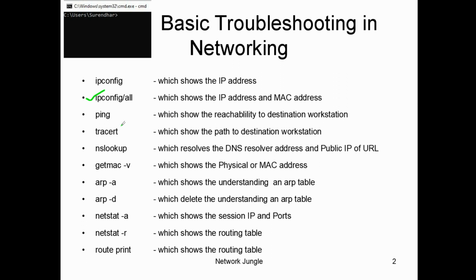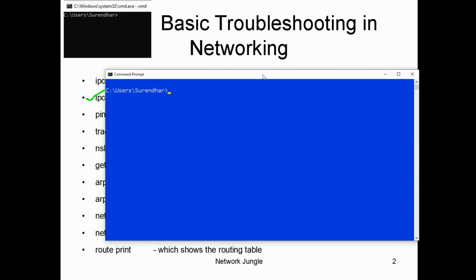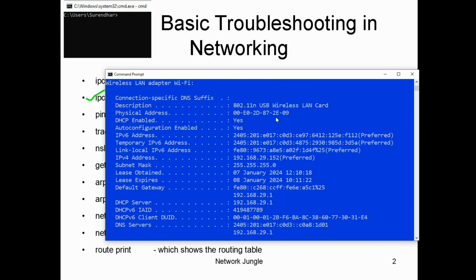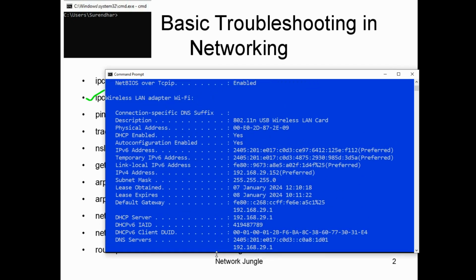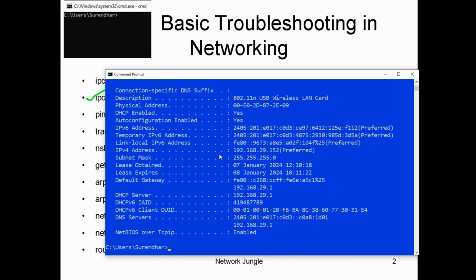Next we talk about ipconfig /all, which shows the IP address and the MAC address of the host machine. Let's take the command prompt. Here my desktop is connected to the Wi-Fi device, so the description is 802.11n USB wireless LAN card. Then the physical address is the layer 2 address, also called the data link layer in the OSI model. Then 00E02D is the organizationally unique identifier, which shows which company manufactured this board. Then 872E09 is the sequence number of the board.